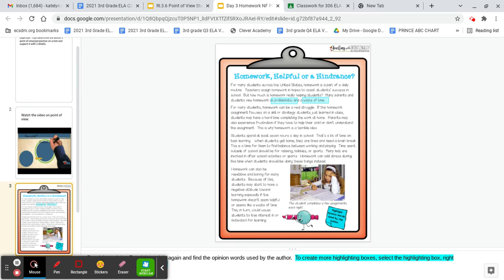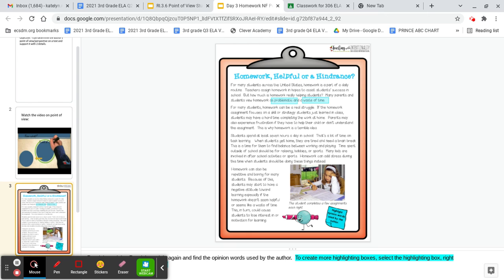Time spent outside of school should be for relaxing, hobbies, or sports. Many kids are involved in after-school activity or sports. Homework can add stress during this time when students should be doing these things instead. Here's another reason. They're saying that students spend a lot of time in school and should have the time at home to do things that they like.